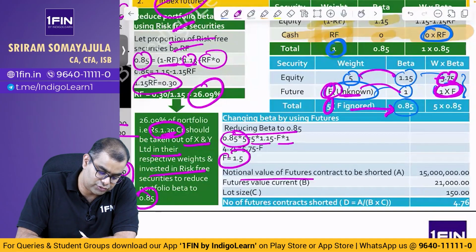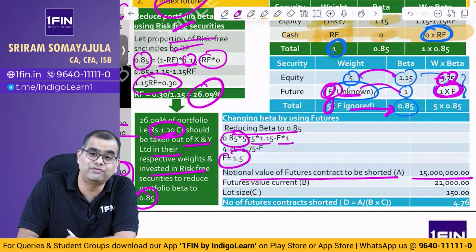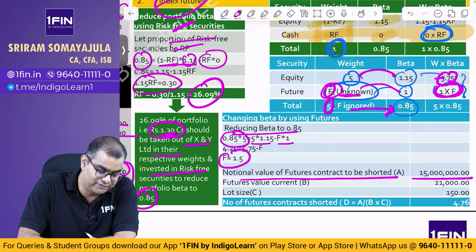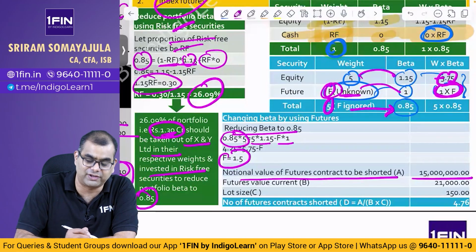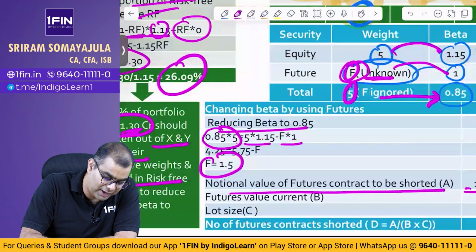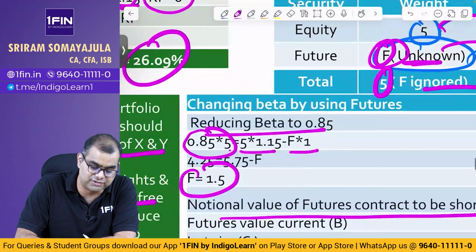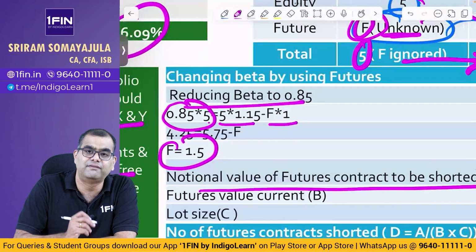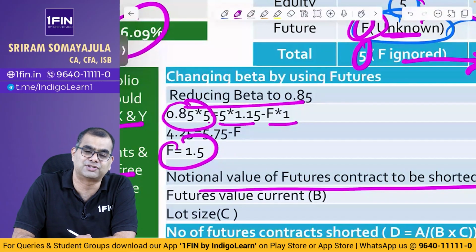So the notional value of the futures contract to be shorted is 1.5 crore. 5 is 5 crores, so 1.5 is 1.5 crore. So F is 1.5 crores. This is what you have to short. Now I wrote minus F and got a positive value. If I had put a plus F, then the value of F would be minus 1.5.